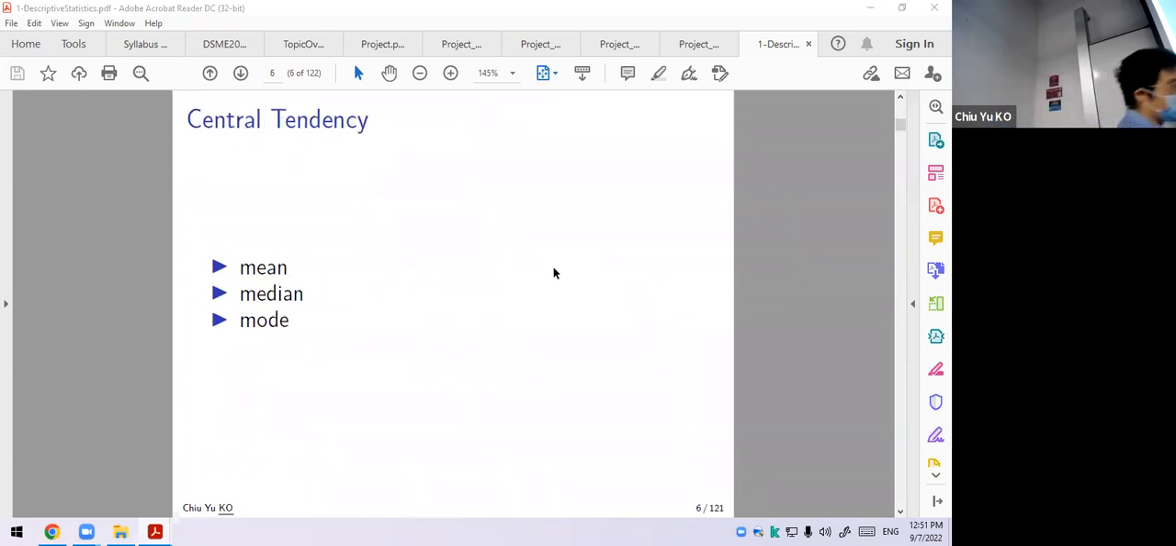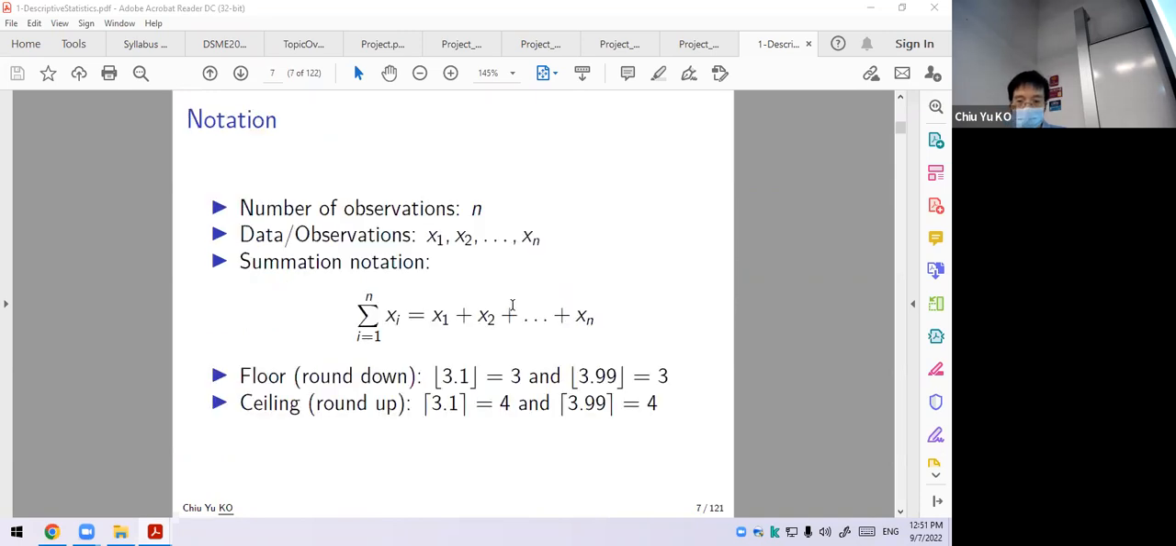The first thing, central tendency. As I said, probably you know it. I'm just going to be brief. But before we do it, we have some notation. This notation we'll be using throughout our slides, and it also appears in the textbook as well, and it's the standard one.